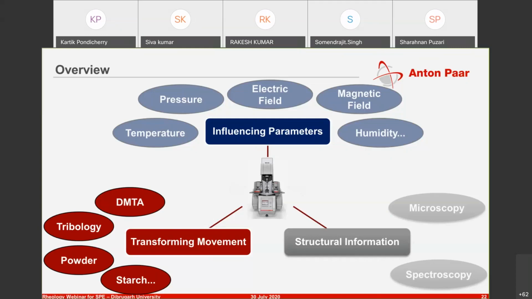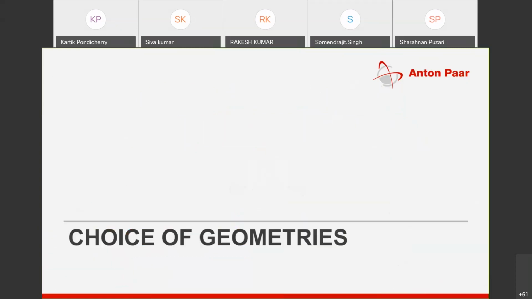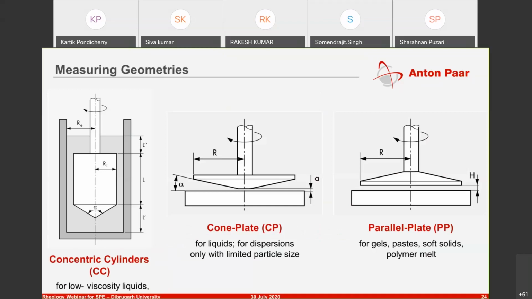Okay, thank you. And then you can also look at the starch behavior as well. So as I said, you have a choice of geometries, and this is very important for specific products. You will see that with crude oil as well, that viscosity of these materials and the particle size or the kind of particles present in your material are going to determine what kind of a measuring geometry one would use. So here you have concentric cylinders.